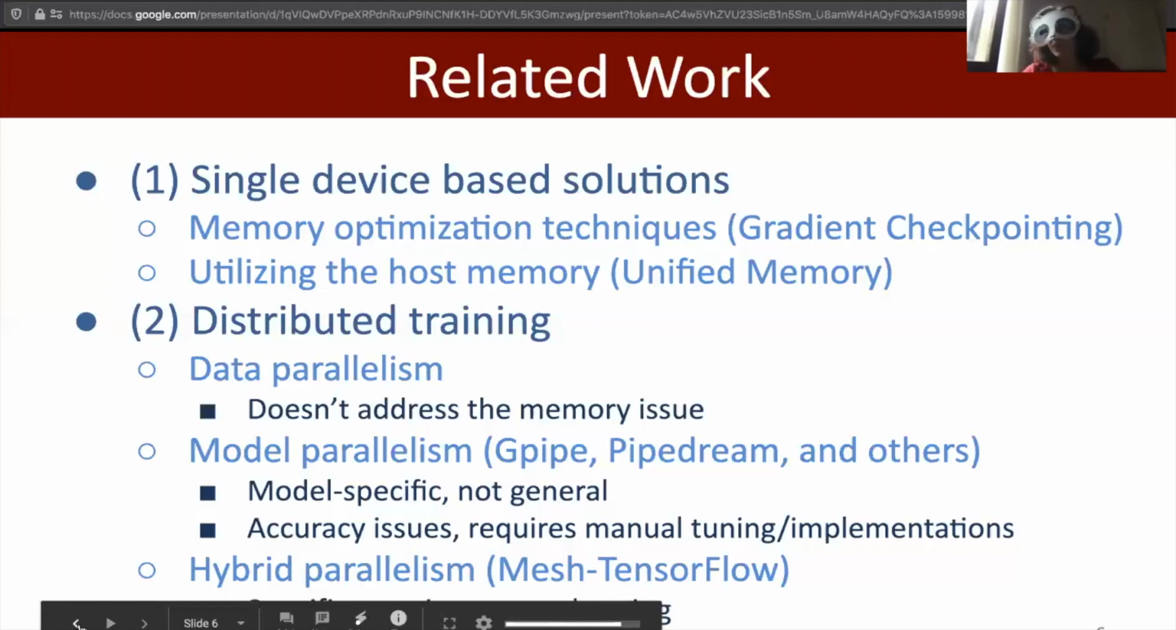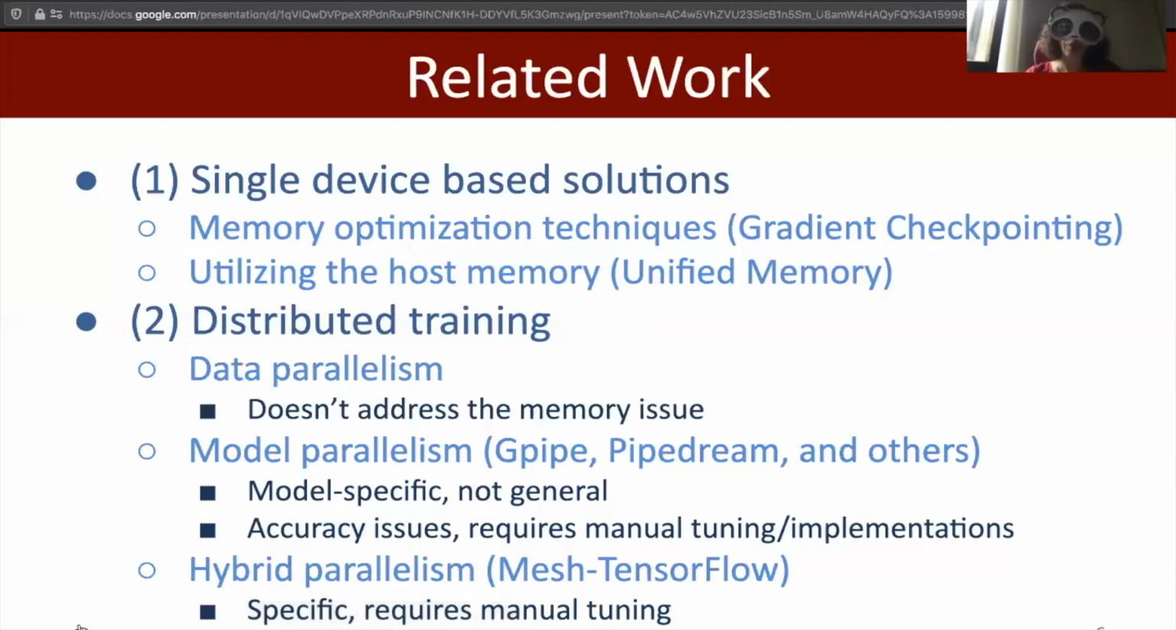Data parallelism doesn't really address the memory issue because you don't shrink the model. You just divide the input data across multiple devices. In model parallelism, the naive initial approaches don't really address the memory issue, but the ones that do, like GPipe from Google and PipeDream from Microsoft, are model specific. They are not very general, or they introduce accuracy issues, or they require manual tuning or intervention by the programmer to partition the model among multiple devices.